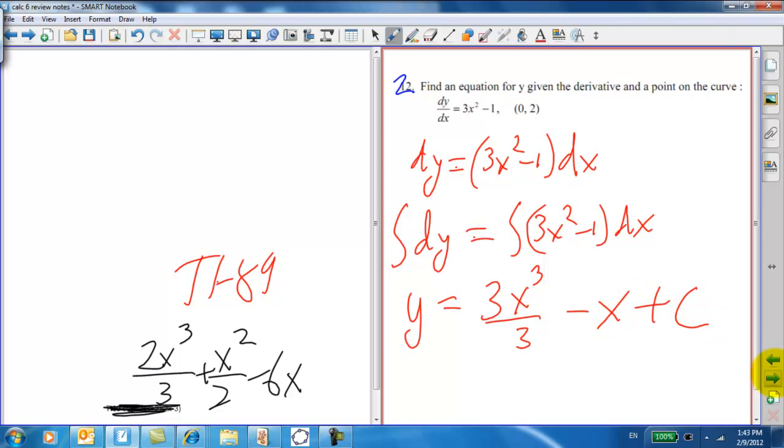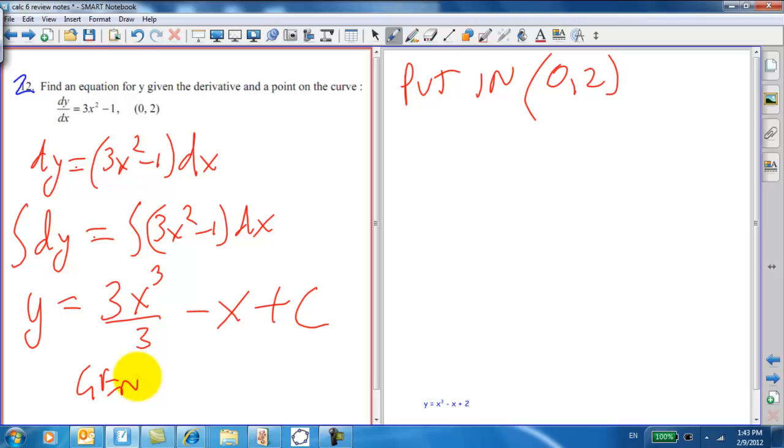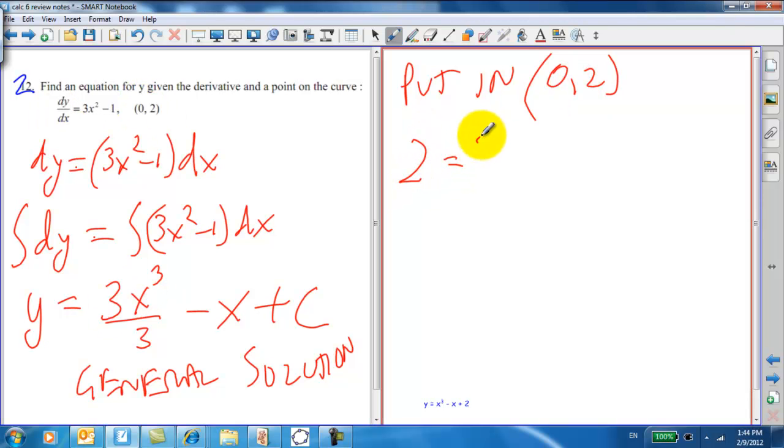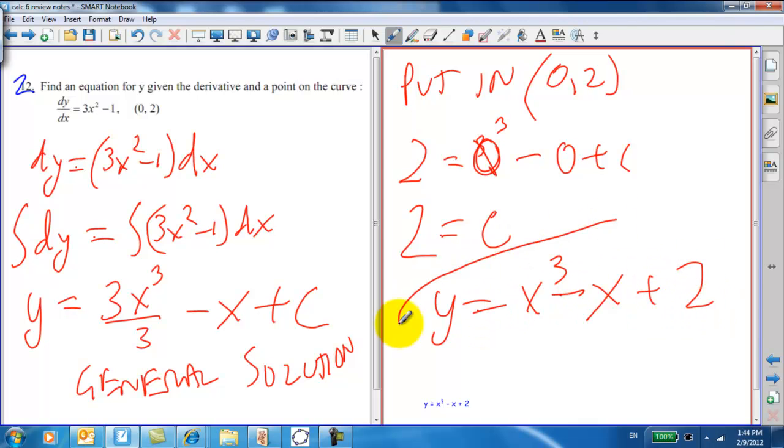And we can figure out this constant now by putting in 0, 2. This is called the general solution. We can get a specific solution by putting this point in. So 2 equals, it actually ends up being x cubed, so it's 0 cubed minus 0 plus c, so c equals 2. So we end up with y equals x cubed minus x plus 2 for our specific solution.